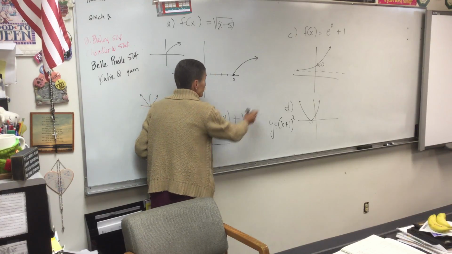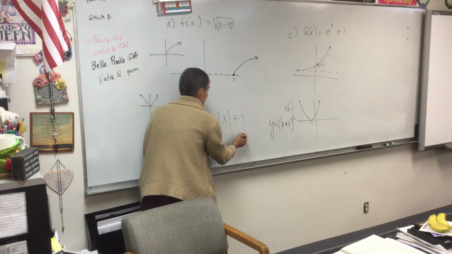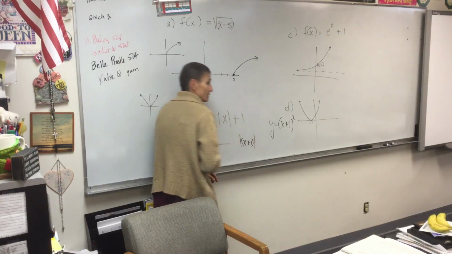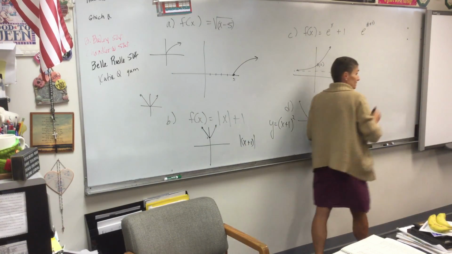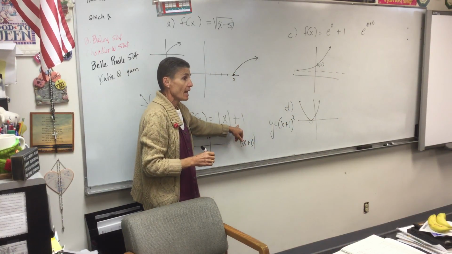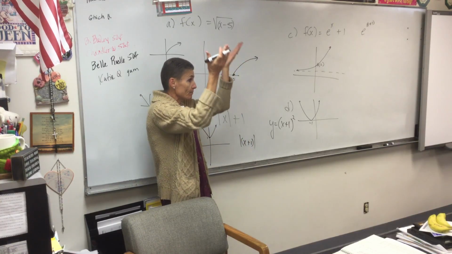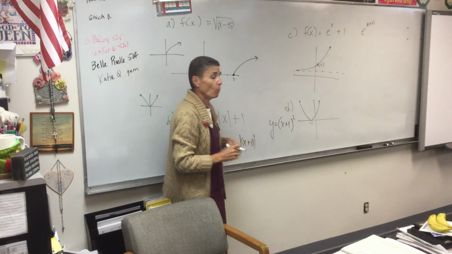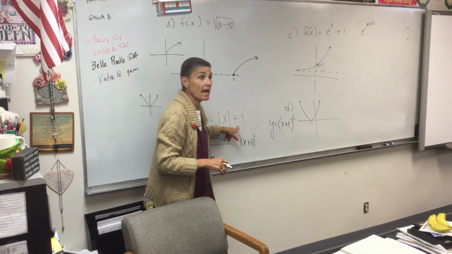These two are not attached to the X. If they were attached, it would say X plus 1 like that. If they were attached, it would say e to the X plus 1 like that. They're not. They're just stuck on the end. And when numbers are just stuck on the end, it goes up and down. Now both of these went up. Why do you think they both went up? Because they are added.